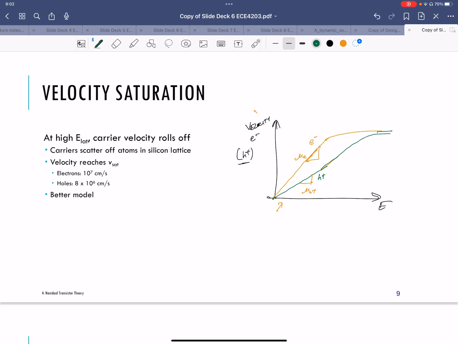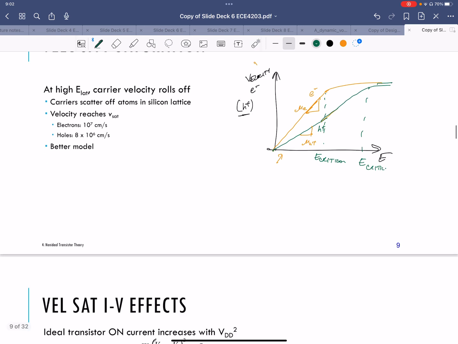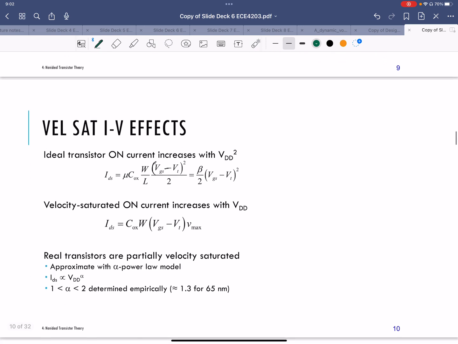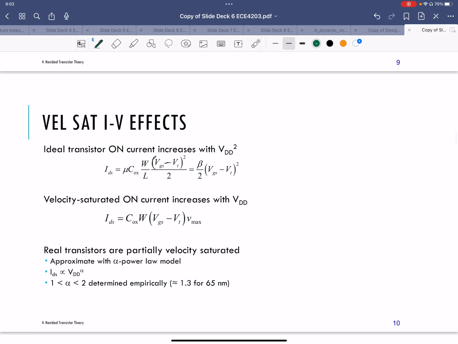And that happens a little bit later in the holes. So this is called the critical field for the electrons, and this is called the critical field for the holes. And so when you look at the velocity saturated IV curve, you end up with something different than the ideal.